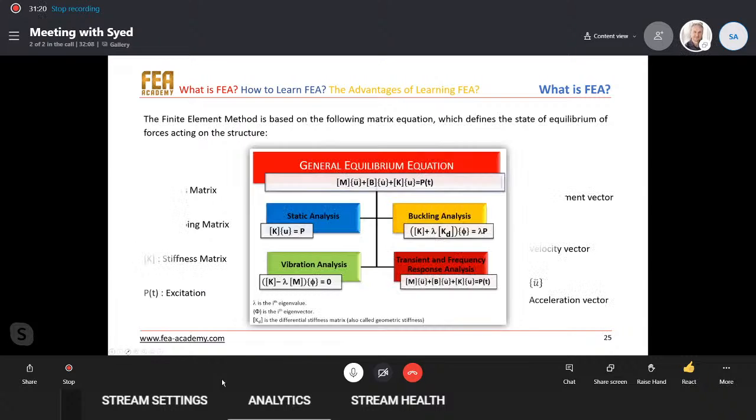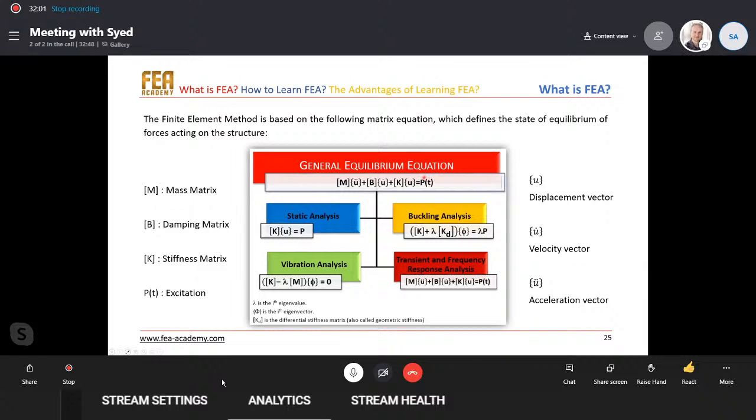So the finite element method is based on the following matrix equation. This equation, the general equilibrium equation, defines the state of equilibrium of forces acting on the structure. Here, this general equilibrium equation is constituted by the mass matrix, damping matrix, and stiffness matrix. And those matrices depend on the geometry and the material of the system we want to analyze. And we have to solve this equation for the displacement vector, the velocity vector, and the acceleration vector.